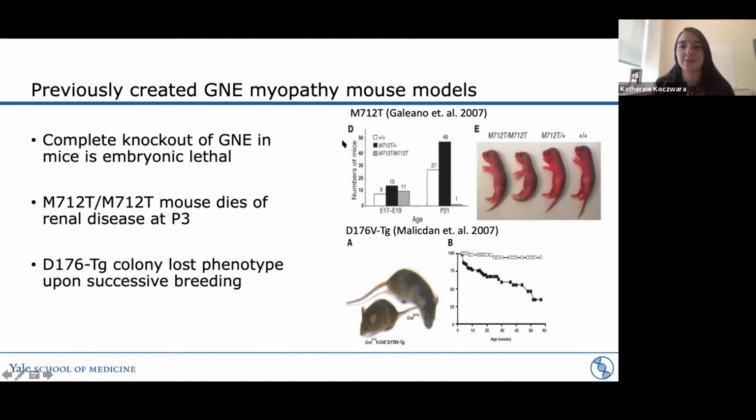Unfortunately, there are some difficulties and challenges with working with these mice. Namely, a complete knockout of GNE in mice is embryonic lethal, so you can't get a mouse that is completely deficient of GNE. Secondly, 2 of the mouse models that have been created have problems. This one dies of a renal disease at day 3, so it doesn't survive very long, and when it does, it doesn't develop the muscle phenotype that we're looking for. This other mouse had the muscle phenotype that we were looking for. However, it lost the phenotype upon successive breeding, so unfortunately we can't use that mouse.